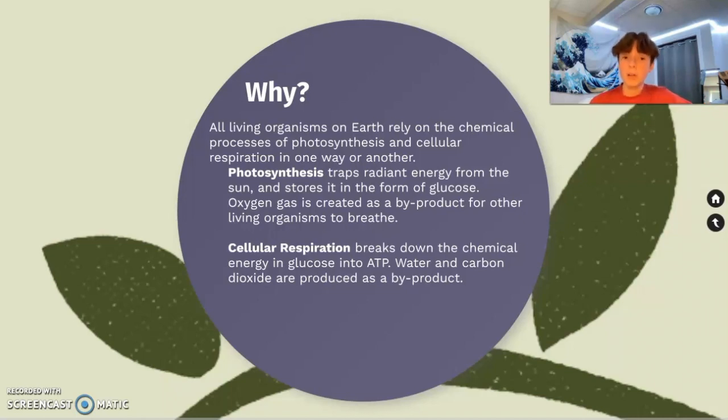Firstly, all living organisms on Earth rely on these two biochemical processes in one way or another. First, photosynthesis traps radiant energy from the sun and stores it in the form of glucose. Oxygen gas is created as a byproduct, which is used by other organisms, such as humans or any other animals, to breathe. Cellular respiration breaks down the chemical energy in glucose into ATP. Water and carbon dioxide are produced as byproducts, which is why we breathe out carbon dioxide as human beings. We also take in this oxygen for cellular respiration to occur, which we'll get into later.